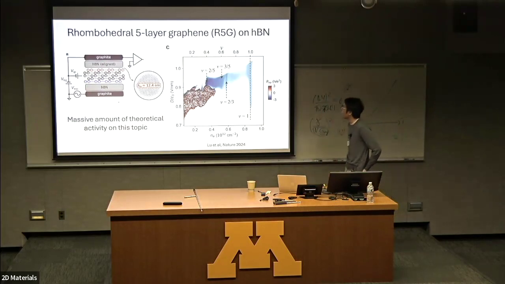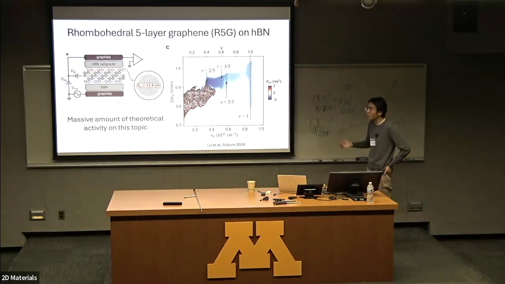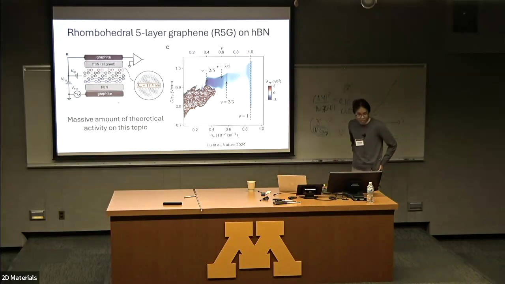There's a moire with hBN on one side, and this was the sort of experiment that got everyone interested in this system. This is from Longju, and they see these integer and fractional quantum anomalous Hall effects along this strip of high density of states, and there's been a massive amount of theoretical activity on this topic, a lot of which by people sitting in this room.